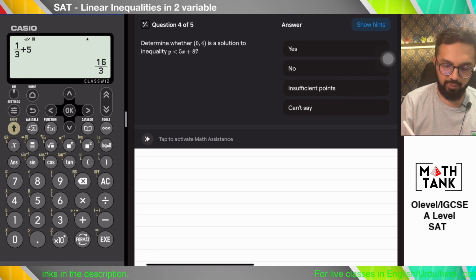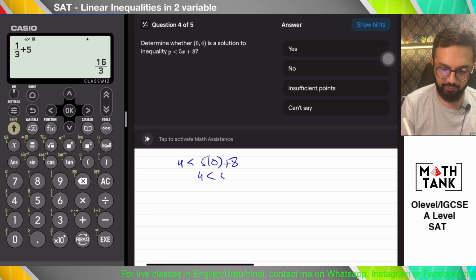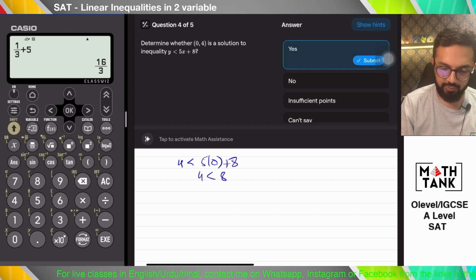Okay, determine whether 0, 4 is a solution. So I'm going to plug that in and think about if 4 is less than 8. Yes, 4 is less than 8. Yes.